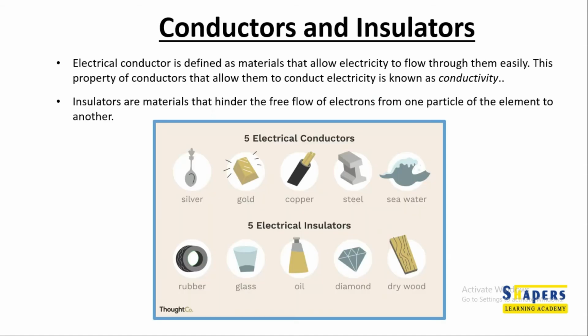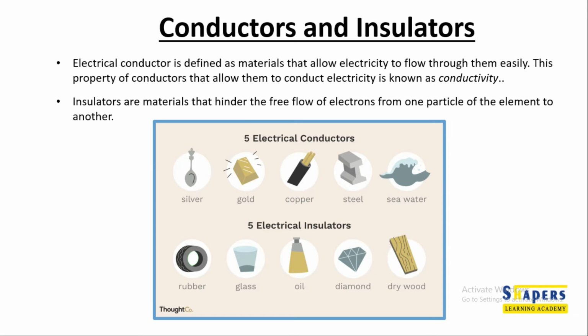Conductors and insulators. These are the most important building block of an electrical circuit. An electrical conductor is defined as a material that allows electricity to flow through it easily. This property of conductors that allows them to conduct electricity is known as conductivity. Most of the elements, most of the metals, are conductors.